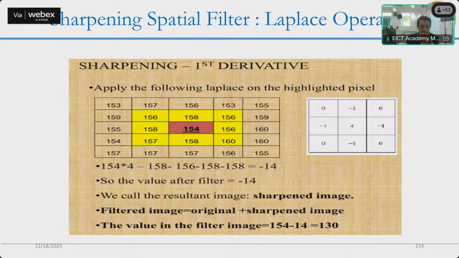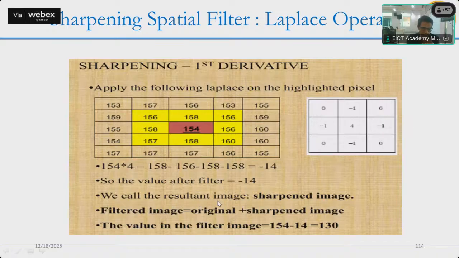Now we take an example of how this operation takes place. First, we check the sharpening with the first derivative. We apply the following Laplacian on the highlighted pixel. Again it's an image, and this is our mask. When we take this as a mask, we multiply 154 by 4, minus 158, minus 158, minus 158, minus 156, and we get the value minus 14. So the value after the filter is minus 14.